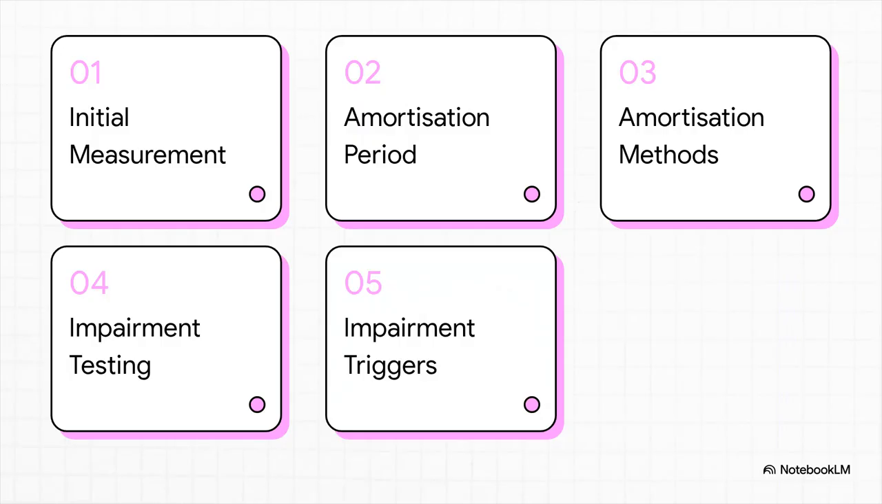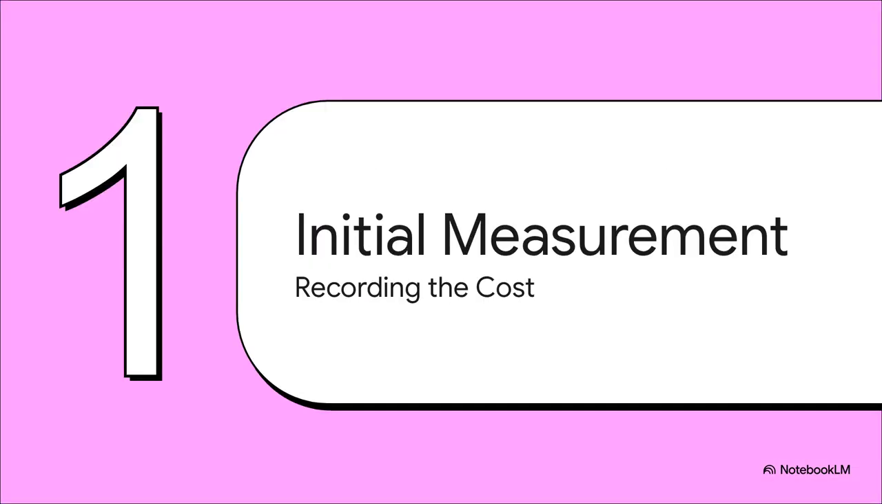Here is our roadmap for today. We're looking at 1. Initial measurement, 2. Amortization period, 3. Amortization methods, 4. Impairment testing, and 5. Impairment triggers. Let's trace this journey. Section 1. Initial measurement. Recording the cost.